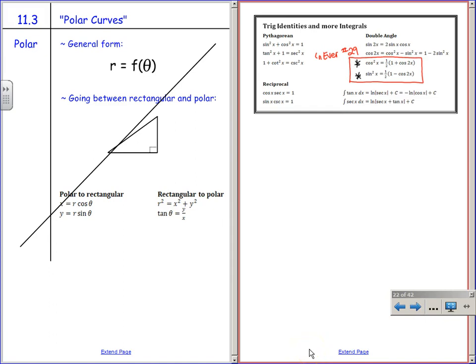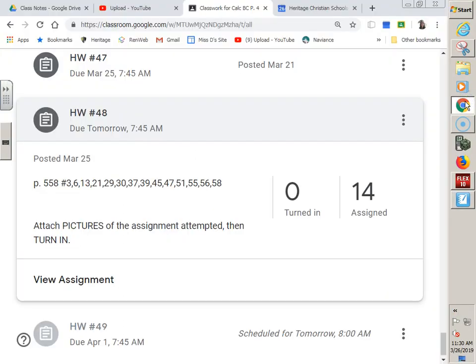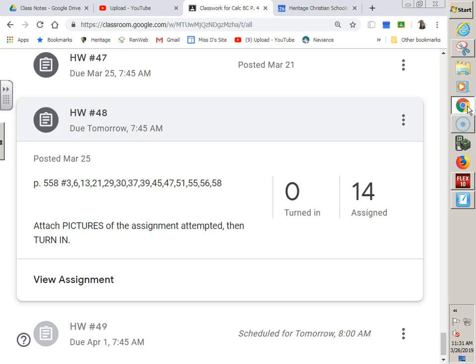All right, section 11.3. Homework on 11.2 is due tomorrow. Homework on 11.2 is due tomorrow. I had it up here at the beginning of class. If you guys weren't here, they were just writing it down. I mean, you can take a picture of it, but it's on Google Classroom. And yeah, we'll get there. Right? We'll get there. Okay, tomorrow.